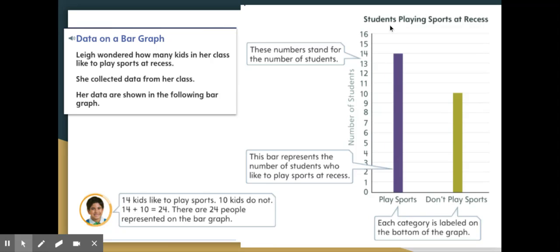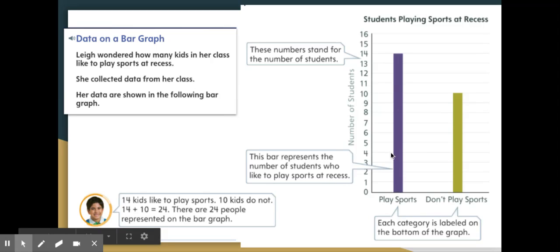She put a title up here so we know what this is about. It says students playing sports at recess. She put numbers down the left side because this is a vertical bar graph, and it says these numbers stand for the number of students. And you can see where she labeled that. The bar represents the number of students who like to play sports at recess.